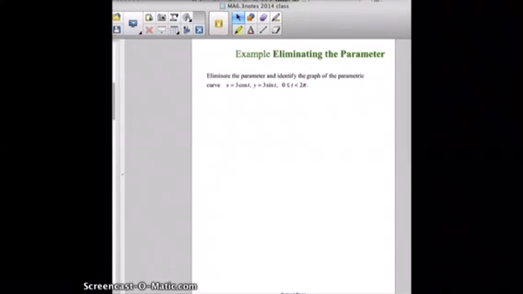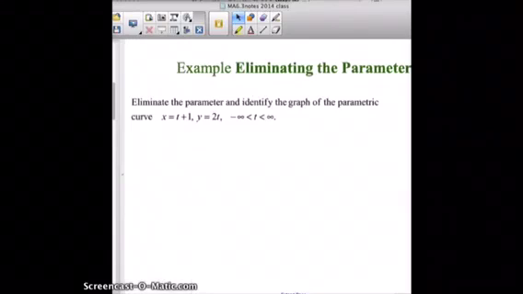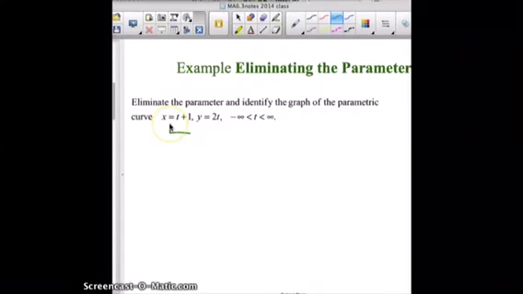Let's look at how to eliminate the parameter. Very important. So it says eliminate the parameter and identify the graph. So remember we said t is the parameter, so we want to rewrite this parametric equation, which is currently in terms of x, y, and t. We want to rewrite it so that there's no longer t.